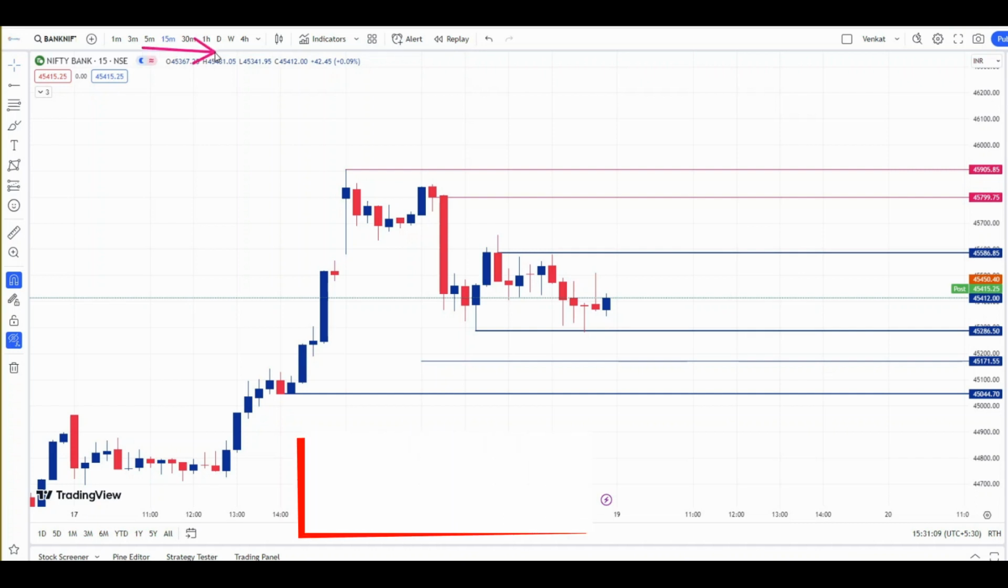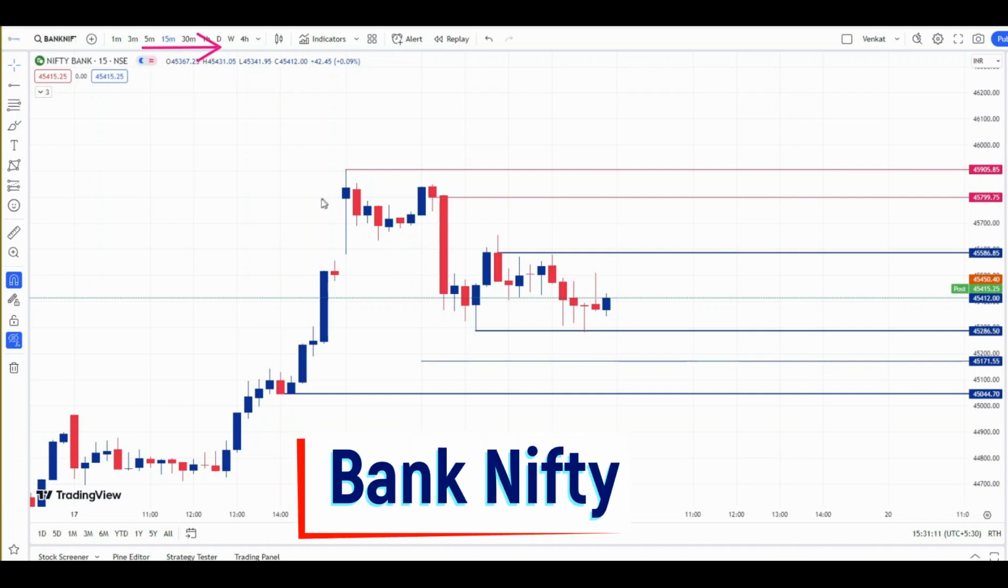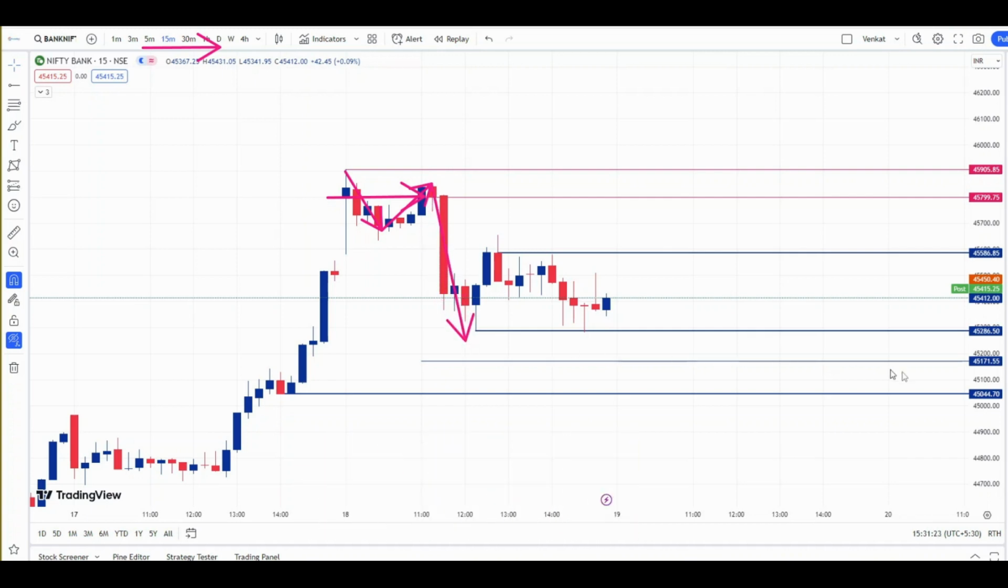Here I am using the Bank Nifty 15-minute chart. Today Bank Nifty opened with a gap up, and from here it has tested the same level twice. It has made a high of 45,900, and from there it has given a straight fall of more than 500 points. So what does this mean?